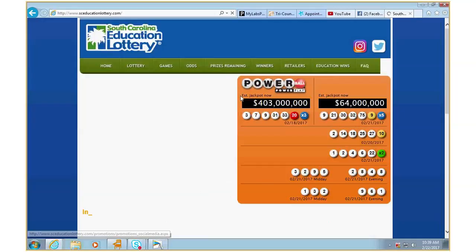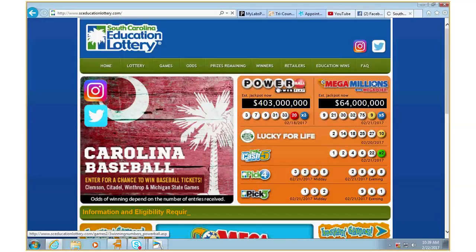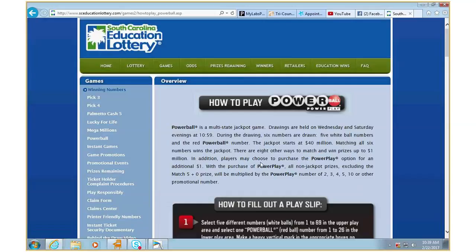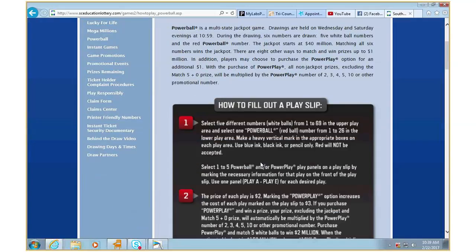I thought that's what I pulled up. All right, Powerball, how to play. Read that right there, or here it is, read this. And then I want you to plug in the numbers where you need to plug them in. Just that first part, I'll blow it up.